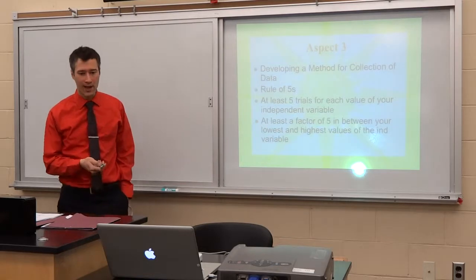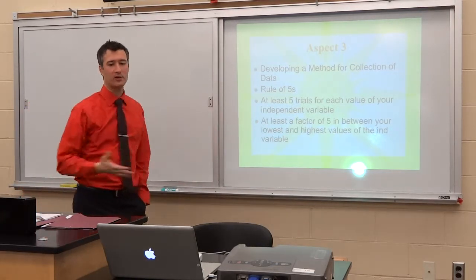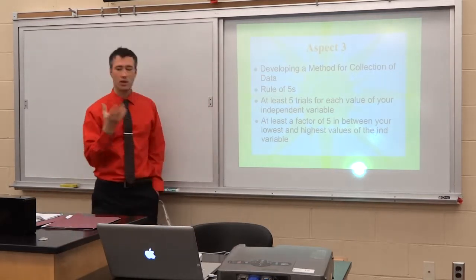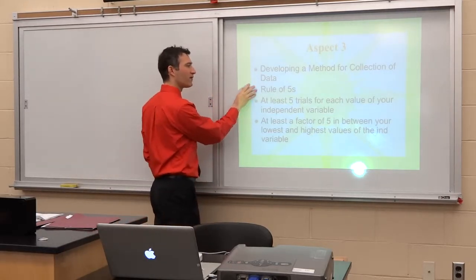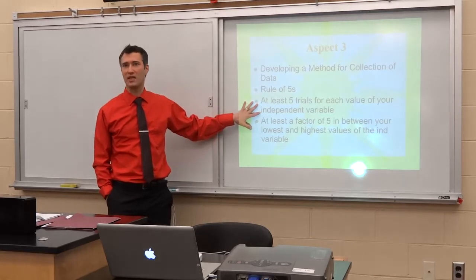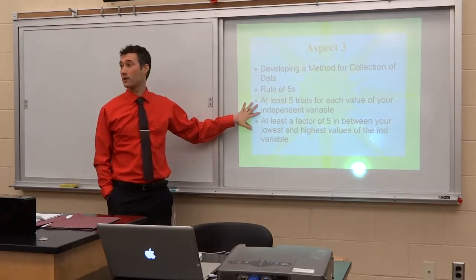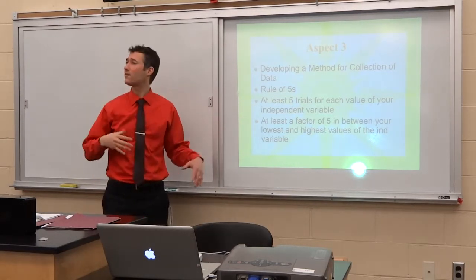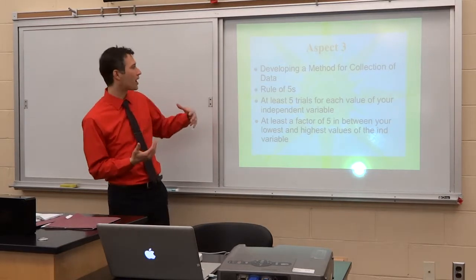All right, and then finally, aspect 3 should be the easiest if you bother to take notes or look back at this video as you design labs. It's developing a method for the collection of relevant data. So we use what we refer to as the rule of 5s here. The rule of 5s helps us remember that we do want at least 5 trials for each value of your independent variable. Right, so for each height that I drop the ball from, I want to do at least 5 trials from that height, or at least 4 replicates of that first trial.